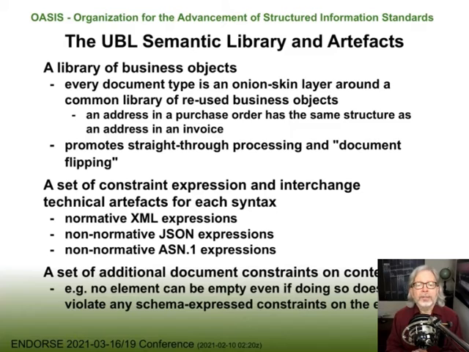The semantic model for UBL has a single common library and 91 separate onion skin outer layers. This promotes interoperability, straight-through processing, and document flipping by ensuring that any given library construct is identically structured in all information bundles. Supporting the semantic library is a normative set of XML schema expressions and non-normative expressions of syntactic constraints in JSON and in ASN.1.